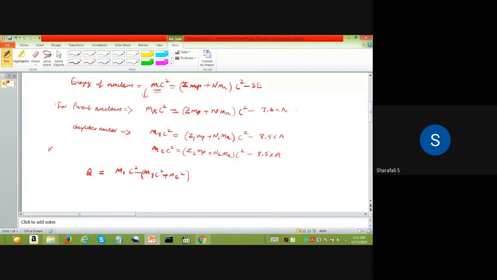When x undergoes this nuclear fission process, it will become one y nucleus and one z nucleus. So y will be moving in one direction, and z will be moving in the opposite direction. If x is at rest and the fission reaction is happening, and y is going in this direction, then z will be going in the opposite direction. From where will it get that kinetic energy? That kinetic energy will be given by this Q value, the Q energy.